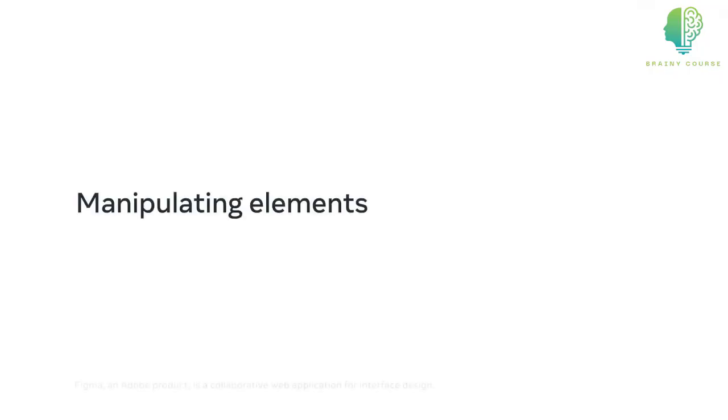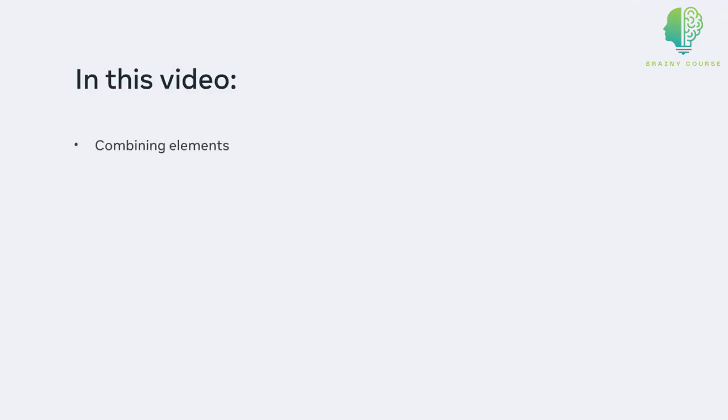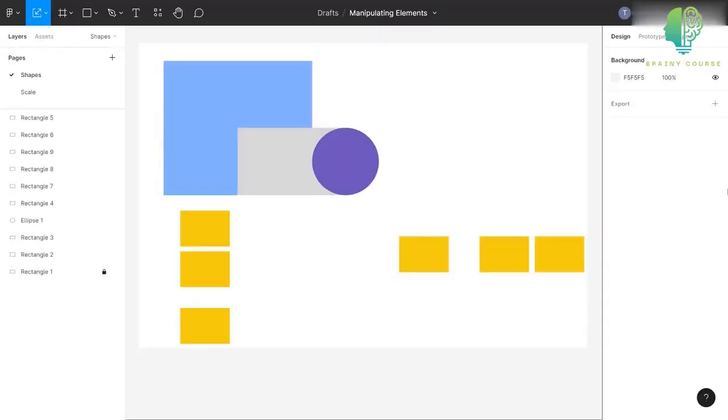You already know that Figma offers some basic shapes, but sometimes you will need shapes that aren't available. So, it's important to know how to create new shapes from the ones available by combining and manipulating them. In this video, you will learn how to combine elements to create new ones, how to align them with precision, and how to scale them. Let's start with combining elements.